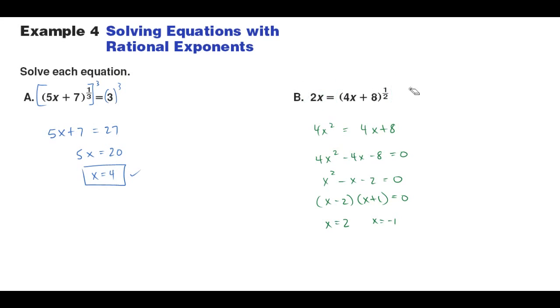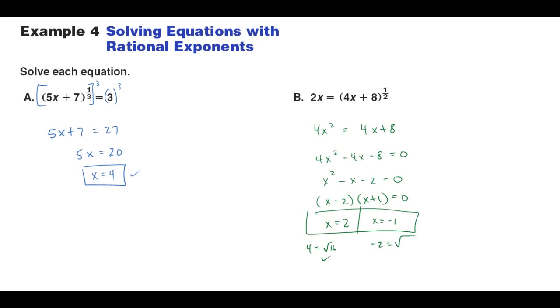And then again, I should probably check them just to make sure they work out. Plugging in a 2, I get a 4 on the left side, and on the right side I get 8 plus 8, which is 16. I get the square root of 16, so that checks. And then I plug a negative 1 in, I get negative 2 on the left side. Uh-oh, can't have a square root equal a negative. But I'm going to pretend I didn't notice.